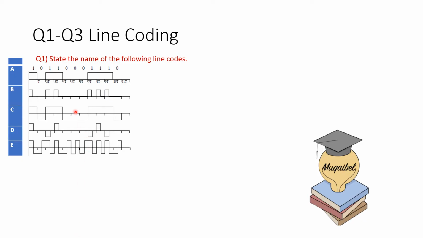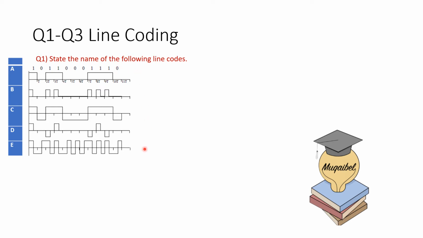states, state the name of the following line codes. We have A, B, C, D, E. We have 5 of them. You just need to state the name. Is it polar, on-off, bipolar, biphase, or Manchester? And whether it's return to 0 or non-return to 0. The code is the same for all of them, 10110000, 1110. So just state the name.